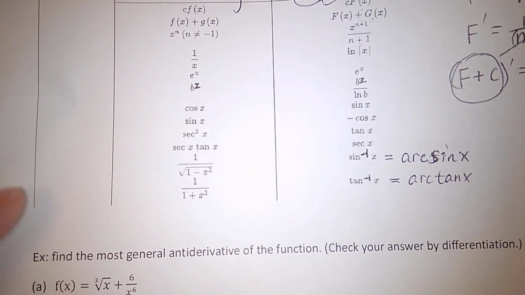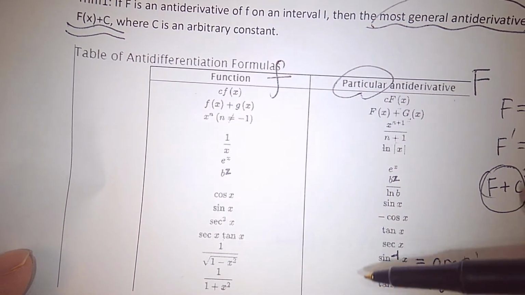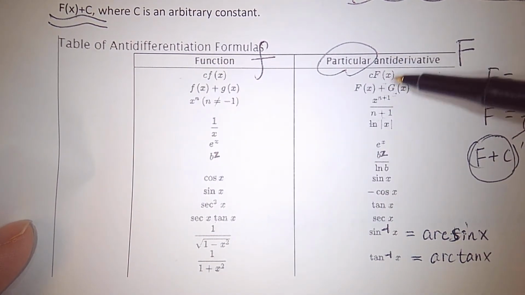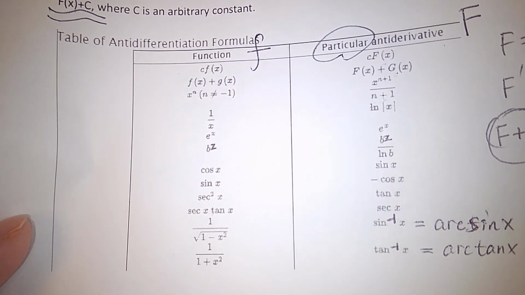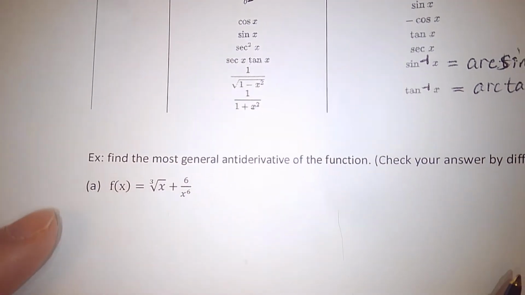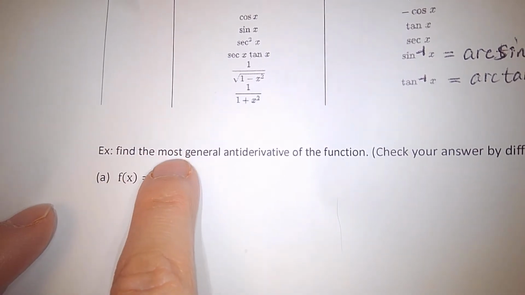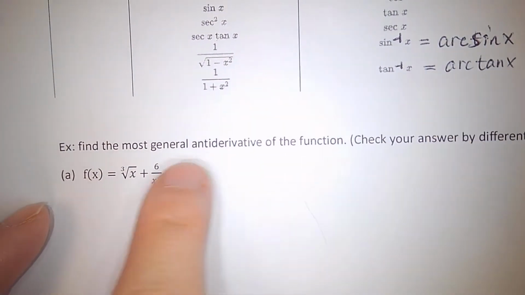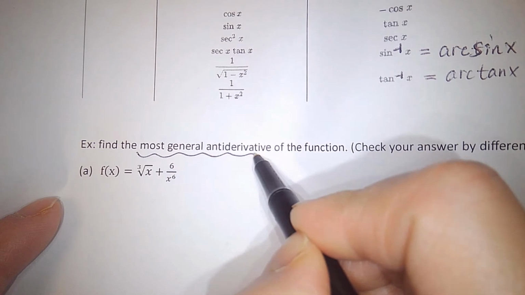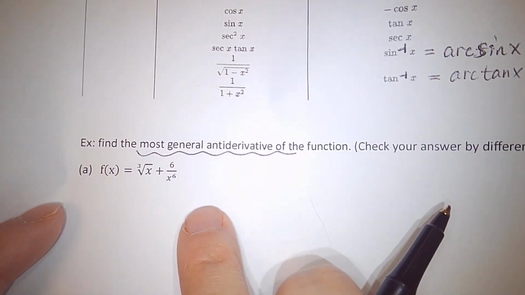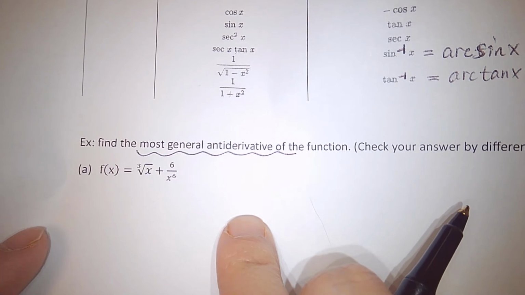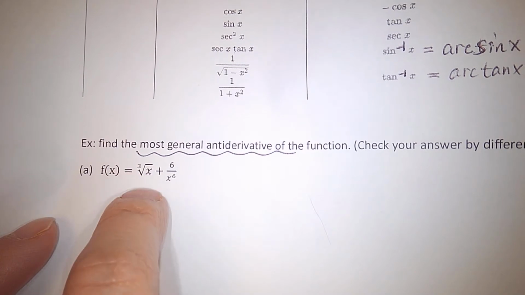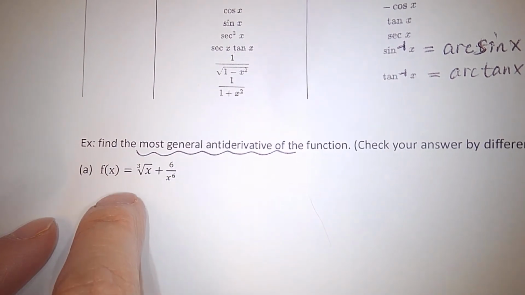Same thing. So this table gives us the very classic, most often used antiderivative formulas, okay? Are we ready to do a practice question? Example: find the most general antiderivative of the function and check the answer by differentiation. So, to find the most general antiderivative, eventually we have to add a constant c to our particular antiderivative, right? So, if a function lowercase f equals cube root of x plus 6 over x to the 6th power, how can we find the capital F?